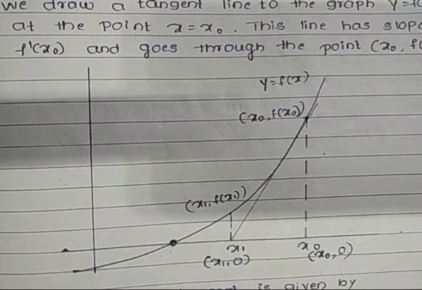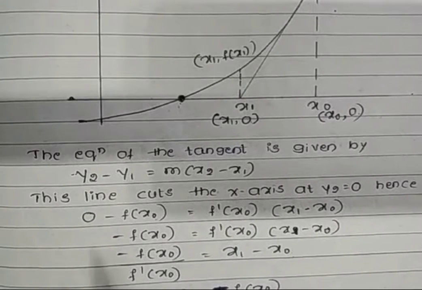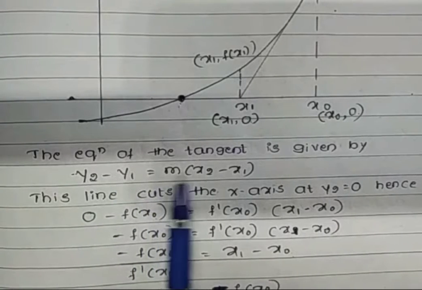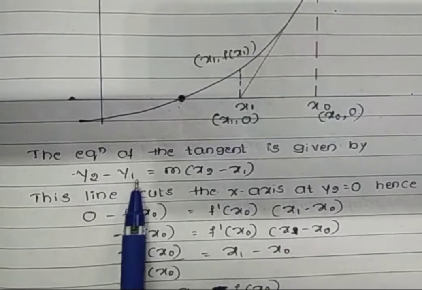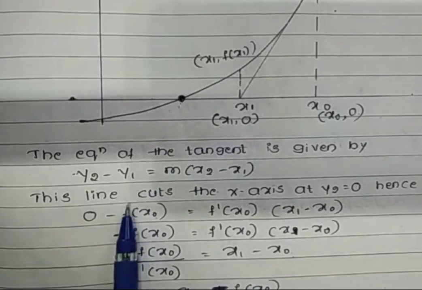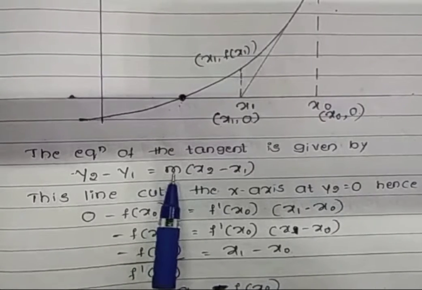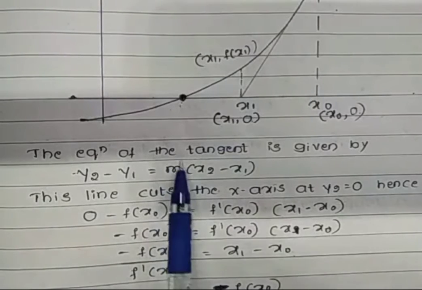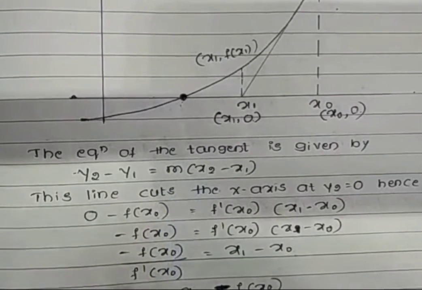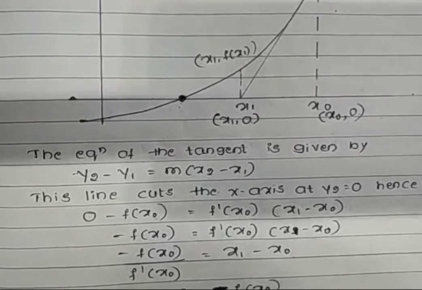For the formula derivation, we need to consider the tangent line equation. The standard formula for the tangent line equation is y2 minus y1 is equal to m into x2 minus x1. This is the standard equation of a tangent line, where m is the slope of the given line, and x1 comma y1 and x2 comma y2 are the coordinate points.